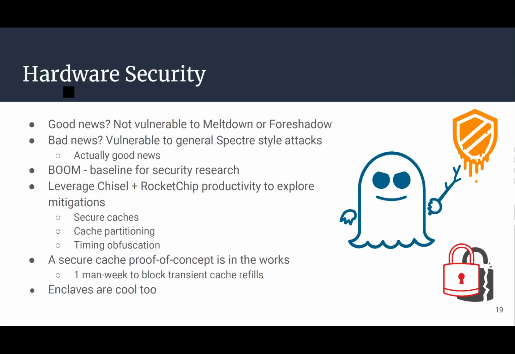We have demonstrated code that runs on BOOM and can extract information from a victim process. But we consider this to be actually good news because if these attacks didn't work, it would mean that there's either some bug with the core or we aren't understanding it. And since we want BOOM to serve as a baseline for security research, we need these attacks to work here. So the reason BOOM is valuable as a baseline here is because you can leverage the existence of a general sort of base implementation of an out-of-order core. You can leverage the productivity and ecosystem of Chisel and Rocket Chip to, in a very agile fashion, test and implement different proposed mitigations to these speculative attacks.